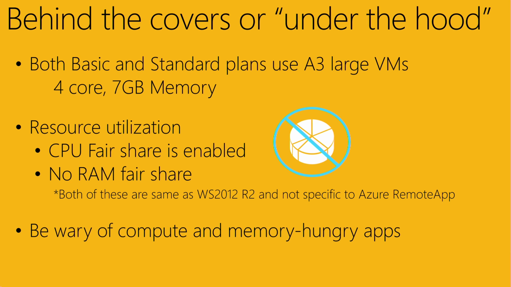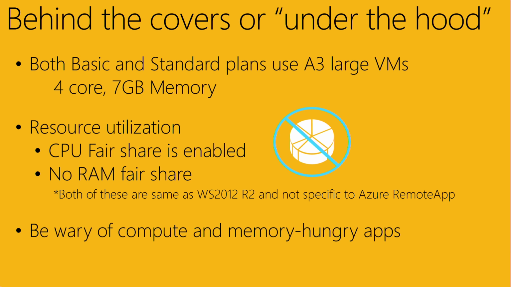And so as in a shared environment, CPU fair share is enabled. So when you have multiple users that are concurrent connections, CPU is going to be there. But there's no RAM fair share. There's no concept of that. So certain applications might have memory leaks, or users using a lot of memory, which is going to impact your performance. I go into a lot more detail in my advanced session of that.